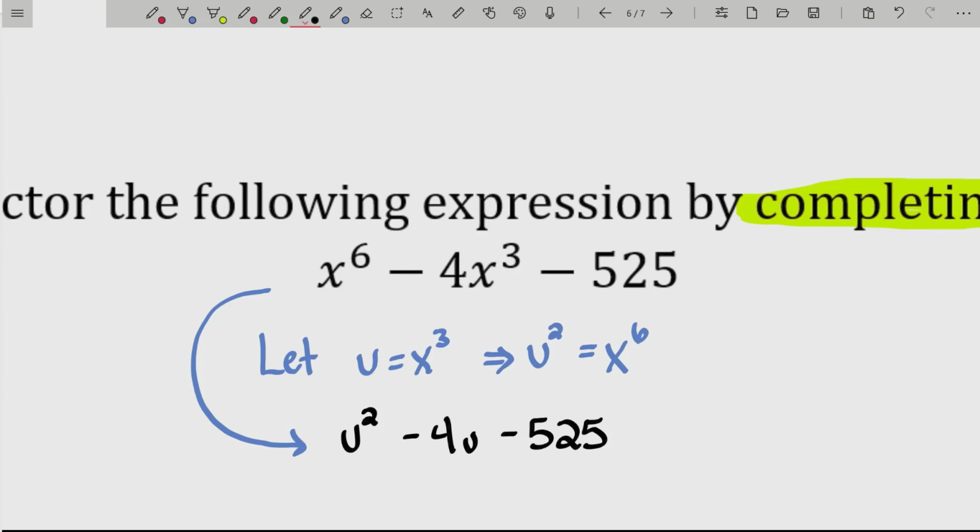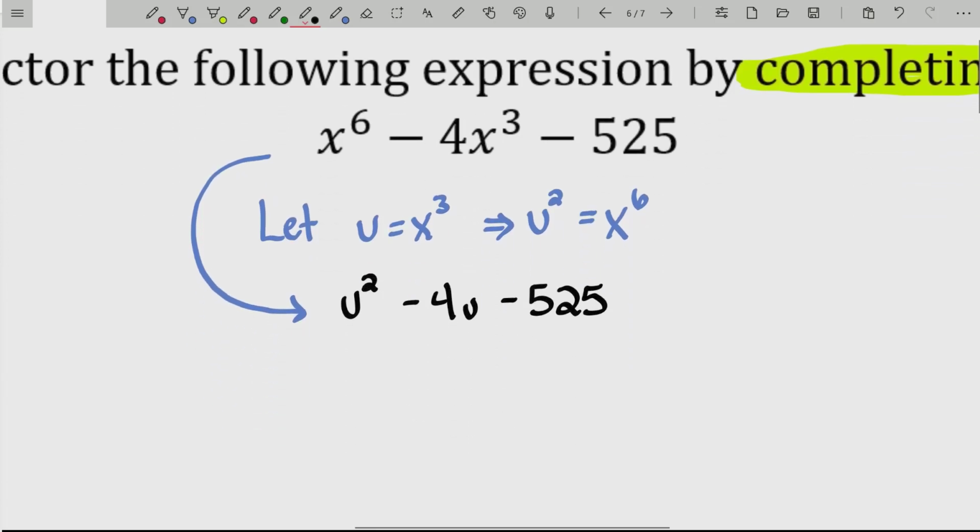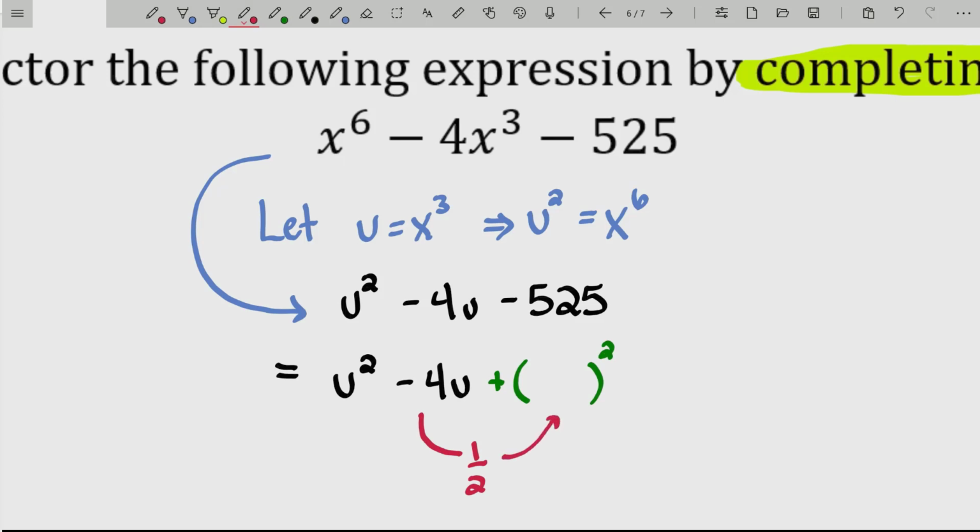Now, completing the square. You should recall how to complete the square. You just take that u squared minus 4u, and what you're going to do is add to this expression half of this quantity right here, squared. So I'm going to take 1/2 of that -4, and that's going to be a -2, and I'm going to square it. That's what I add to our expression at first. I still have that minus 525.